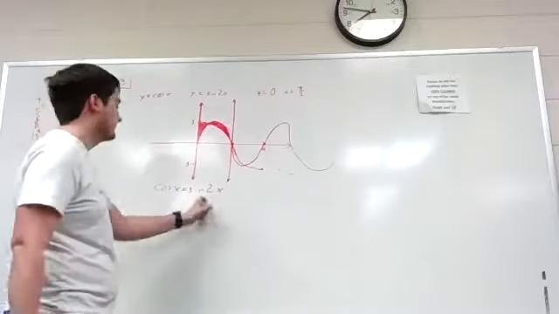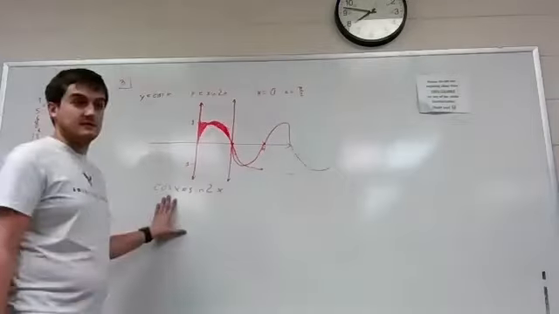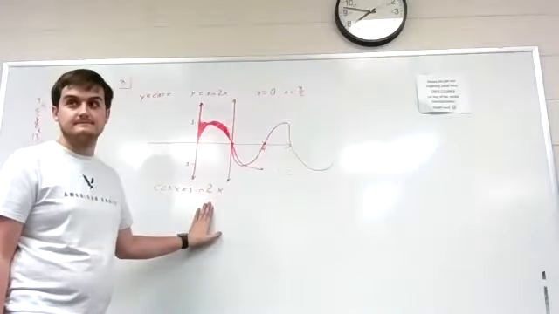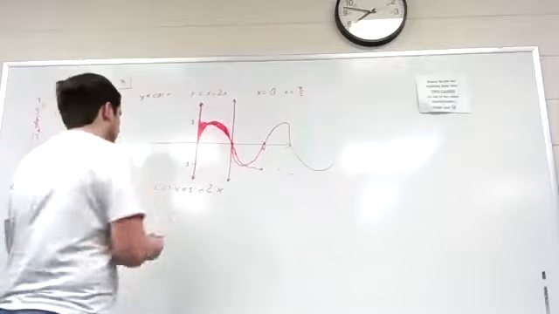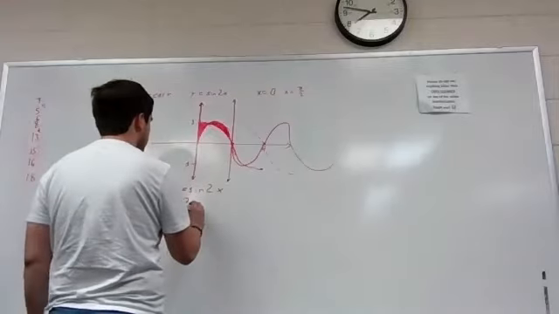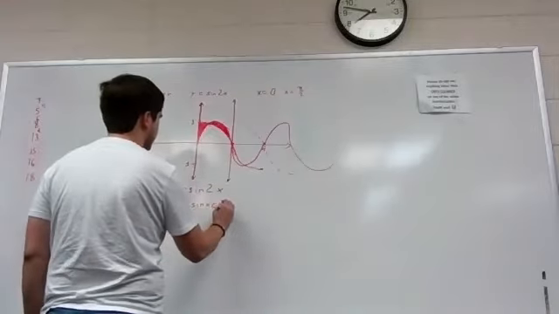So cosine is just cosine right now. How can I rewrite sine 2x? Good. Sine 2x is the same thing as 2 times the sine of x times the cosine of x.